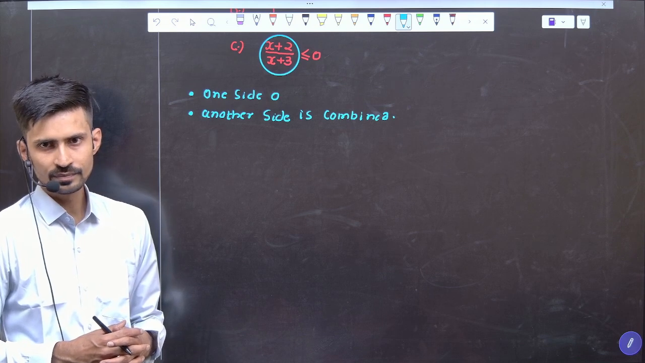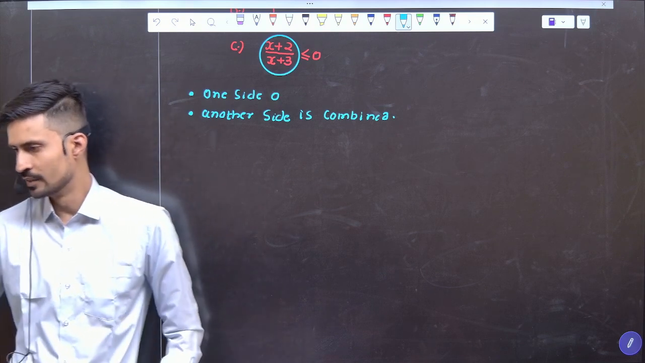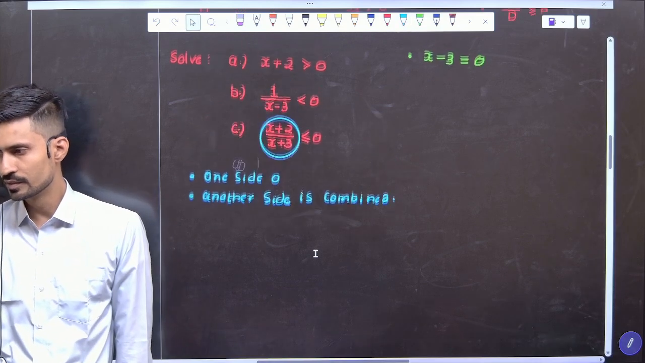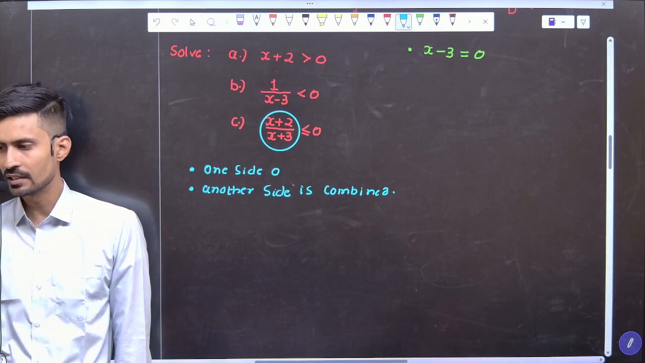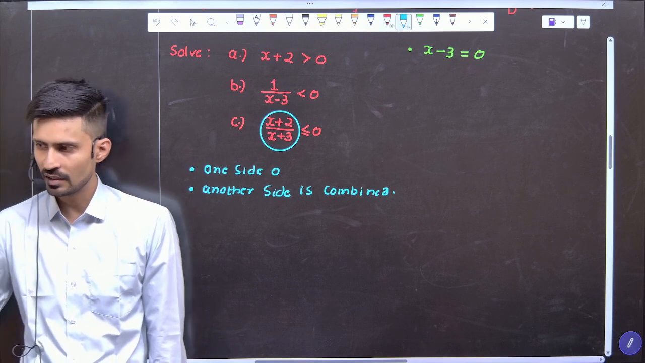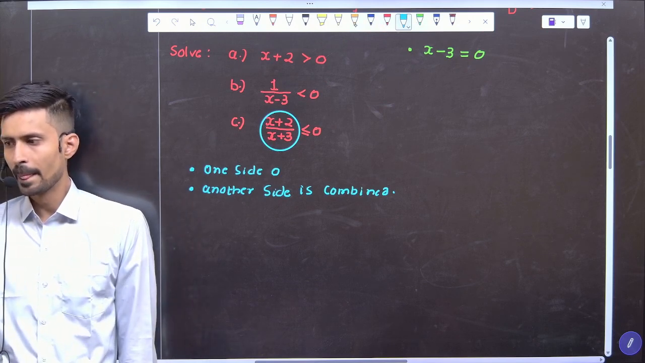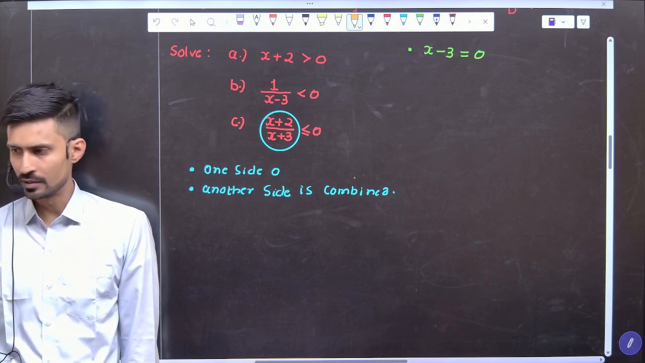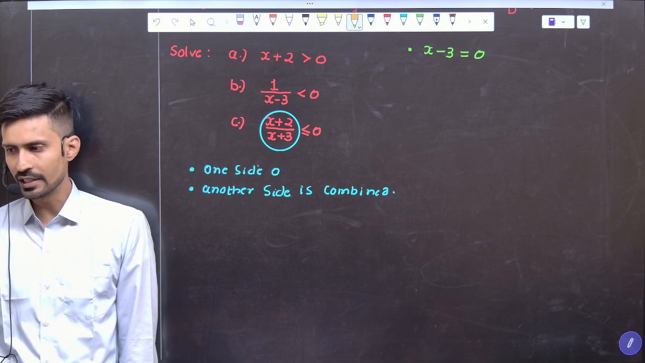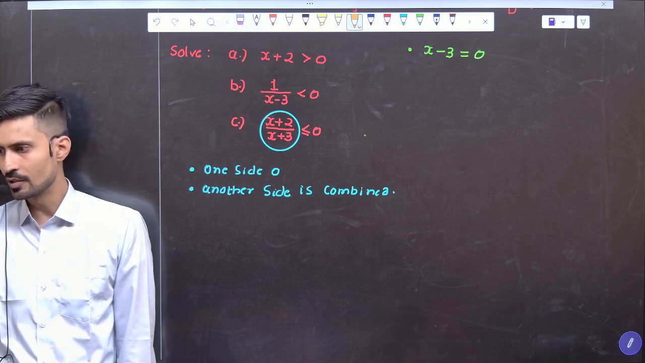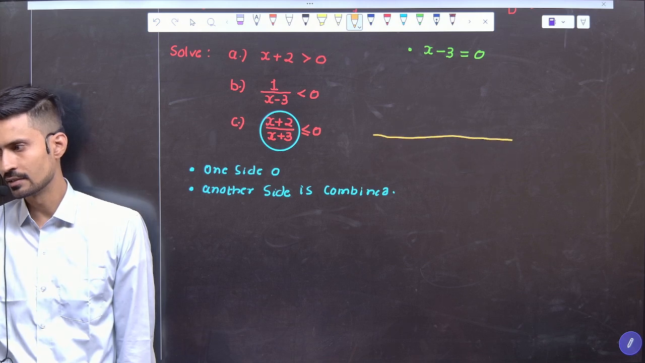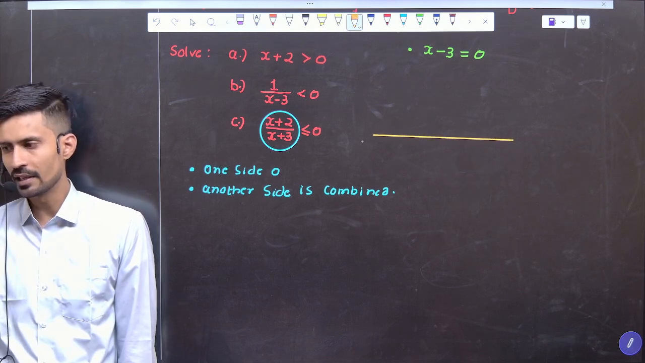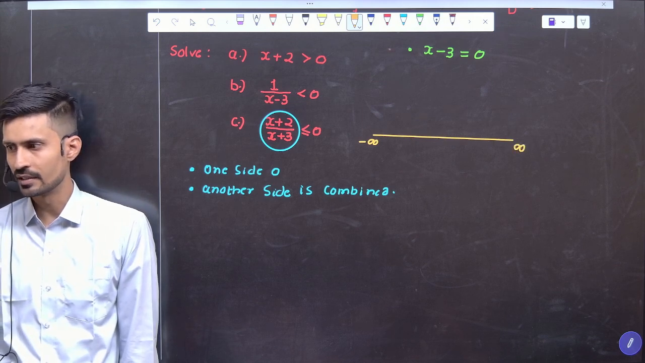You understood the meaning? Another side is combined, and I will give you more details on the second line when I take the next example. Now, if both these things are there, simply draw a number line. Write down minus infinity on this side, plus infinity on that side.